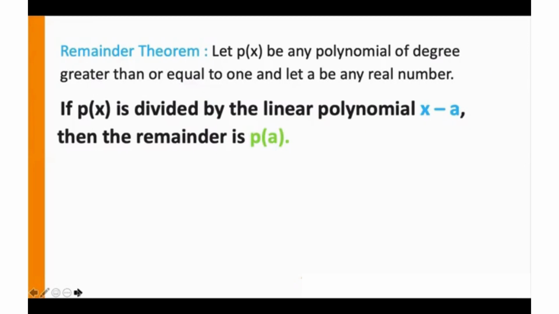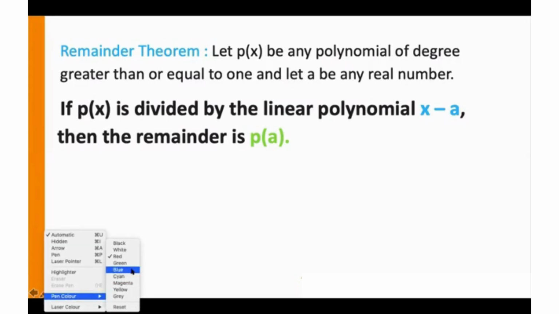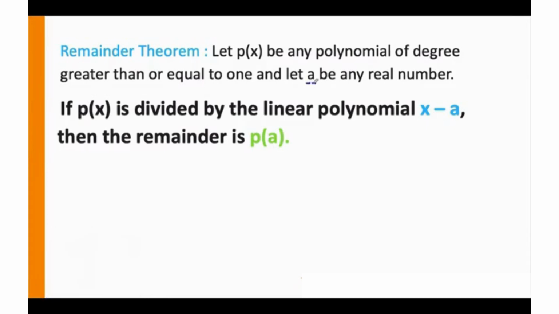The remainder theorem says that let p of x be any polynomial of degree greater than or equal to 1. That means it cannot be a constant, because constants have a degree of 0. And let a be any real number.